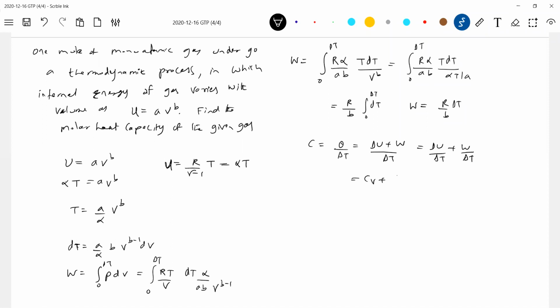CV plus W, where W is R by B. So finally, molar capacity equals CV plus R by B. Even if internal energy varies with any quantity, even if it varies with work done, let it be, no problem. We can manage. Whatever equation he gives, who are the best friends that will help you? First law of thermodynamics is one, the molar capacity definition, and the ideal gas equation.